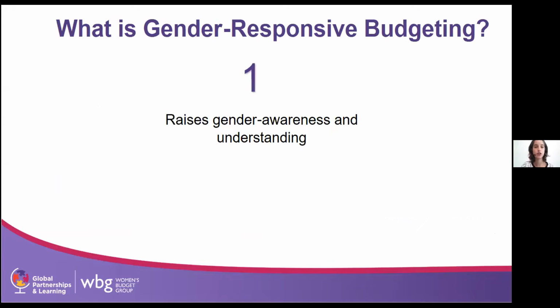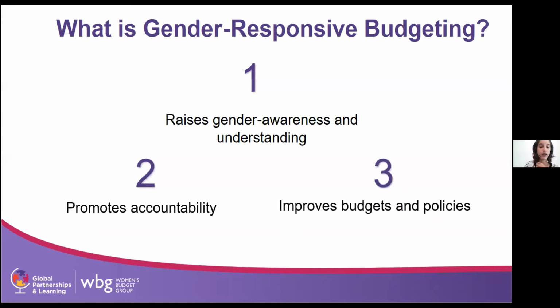The main objectives are, first of all, raise awareness and understanding of gender issues and the impacts of policies and budgets on gender equality. Then, making governments more accountable for their gender budgetary and policy commitments. And finally, changing and refining government's budget and policies to promote gender equality.